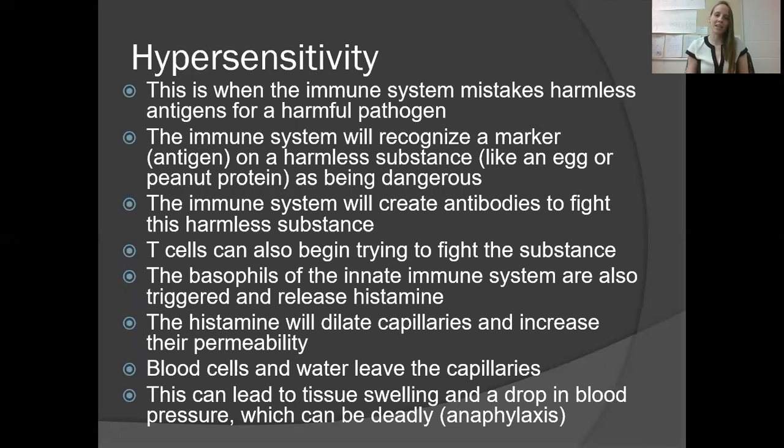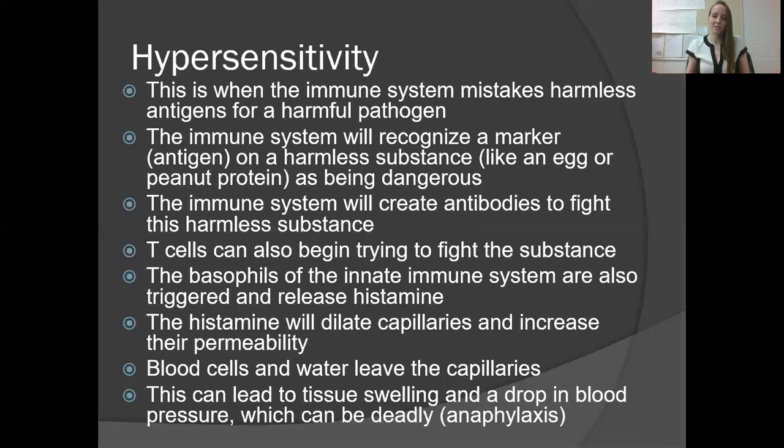So hypersensitivity is when the immune system mistakes some sort of harmless antigen for a dangerous pathogen. And so the immune system will recognize the antigen on a completely harmless substance like an egg or a peanut, and they think that it's dangerous. So the immune system creates antibodies to fight this perfectly harmless substance. The T cells can try and fight it off.